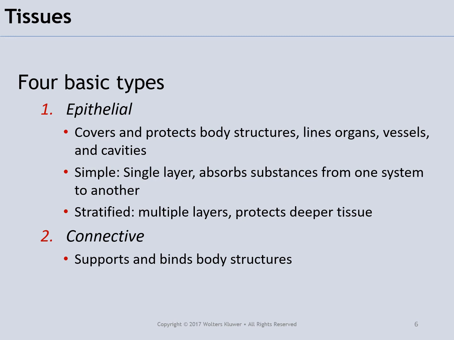So that's epithelial tissue. The second tissue type is connective tissue. Connective tissue basically does what the name says. It connects things together. It binds body structures together, holds them together. The best example of connective tissue that we have in the body is your skeleton. Your bones are connective tissue. They help hold you together. In addition to your bones, your tendons and ligaments also help to hold your body together. They are also connective tissue.